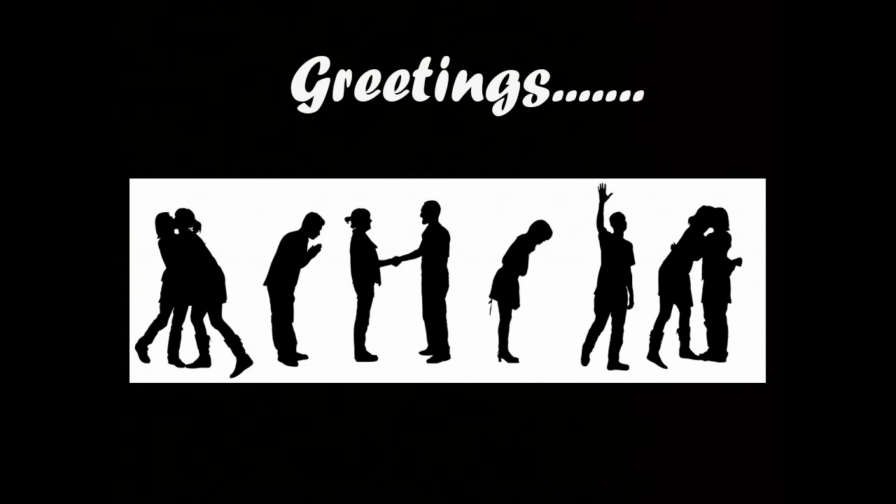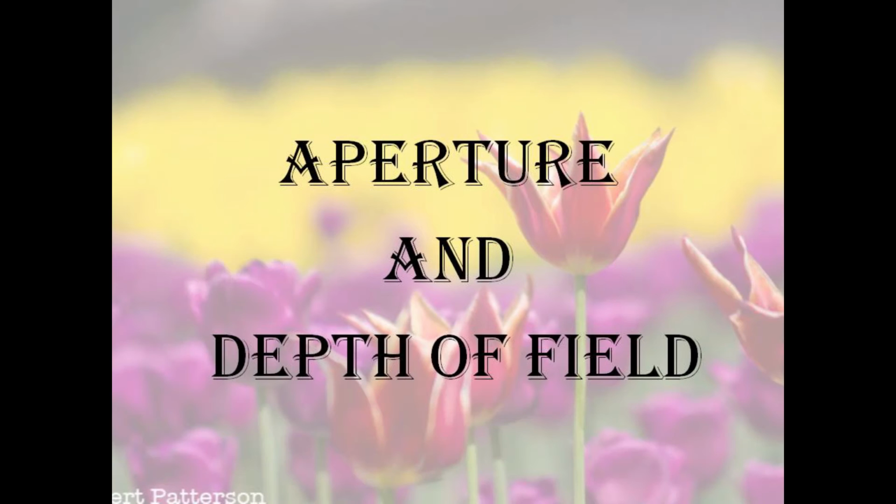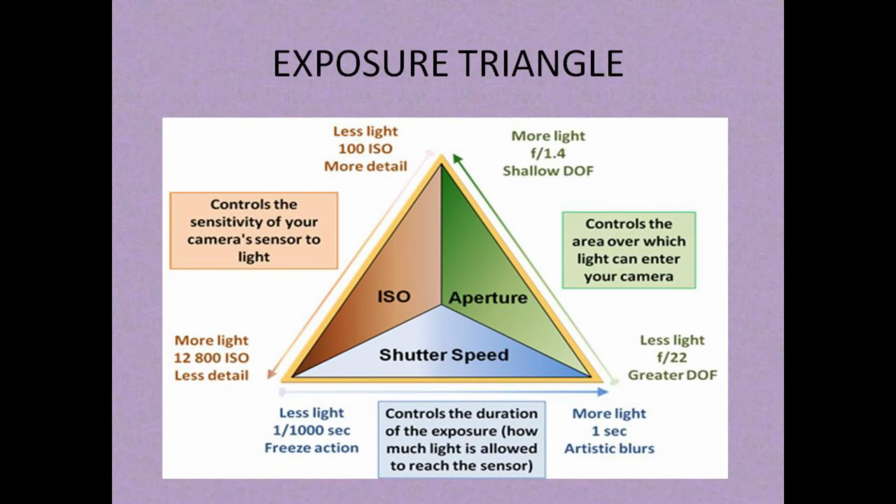Hello everyone. Today we are going to talk about aperture and depth of field. In our last video we discussed shutter speed, which is one of the elements of the exposure triangle. Today we will talk about another element of the exposure triangle called aperture.